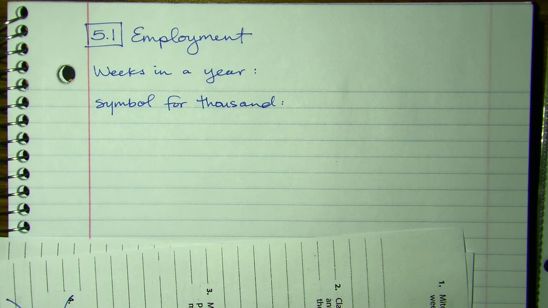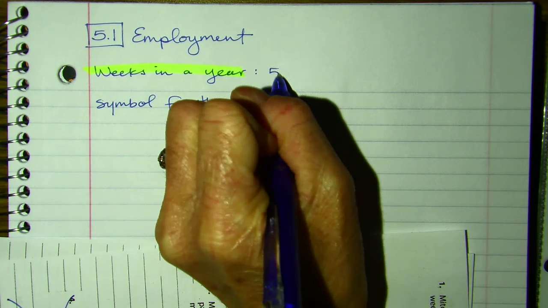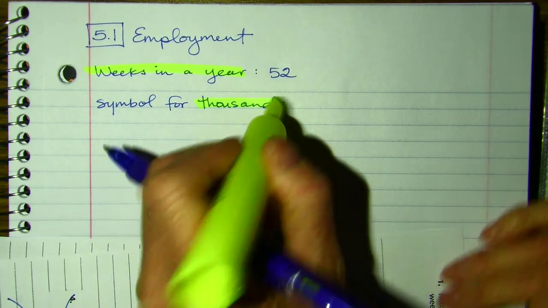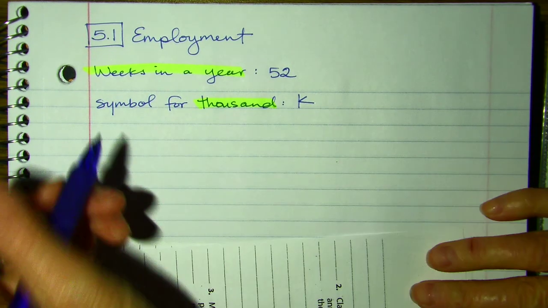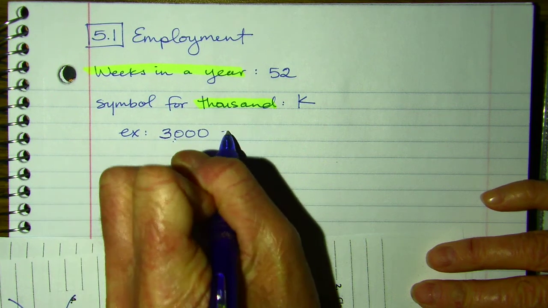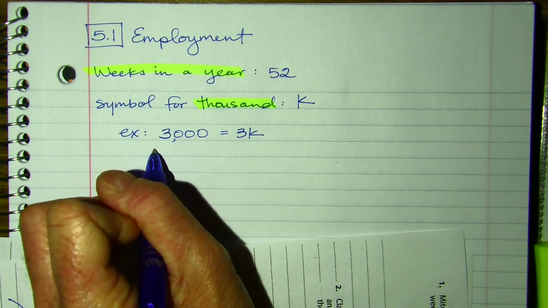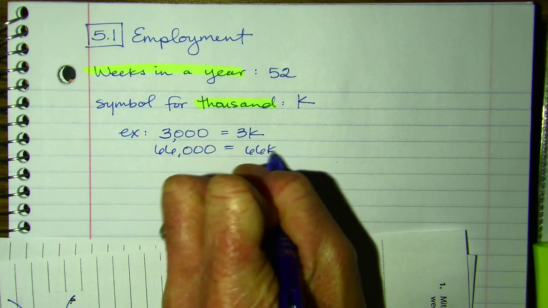I want to make sure you know, moving on in this section, how many weeks are in a year? There are 52 weeks in a year. Another thing this section covers is the symbol for thousand. You've probably seen it before, but the symbol is K. For example, 3,000 would be listed as 3K. So you would say the first number, 3, and then the K stands for 1,000. Another example: let's say I had 66,000, then that would be 66K.